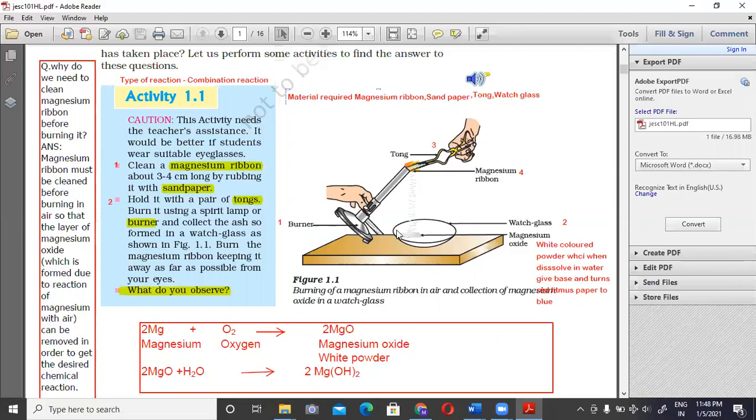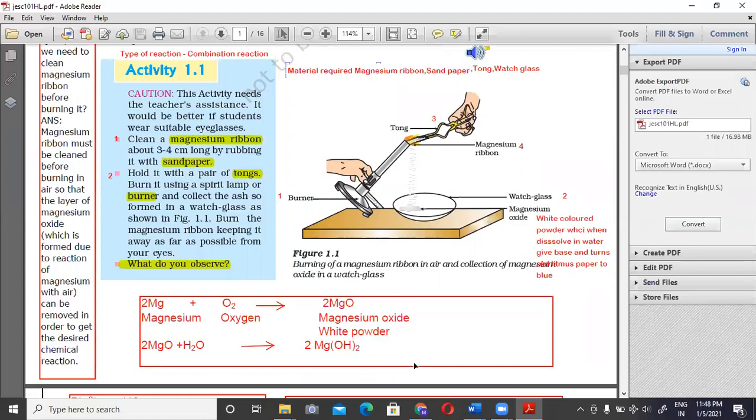The white powder formed is basic in nature. To prove it, we will add a few drops of water to the white powder and pour it on red litmus paper. We will observe that red litmus paper turns blue, as most metallic oxides when dissolved in water form a base. So magnesium oxide is basic in nature.